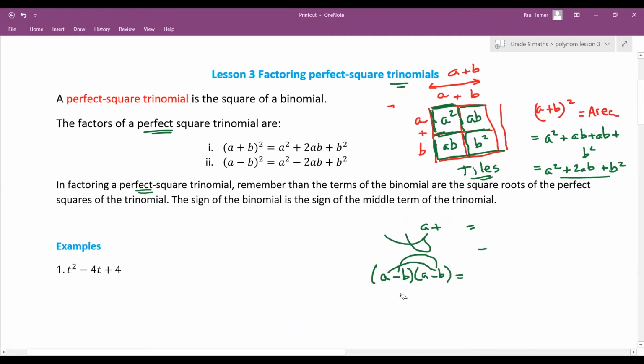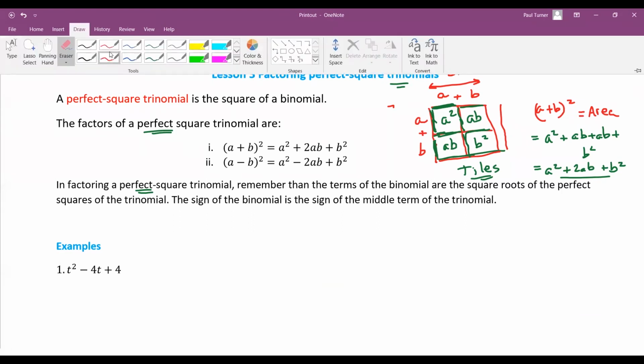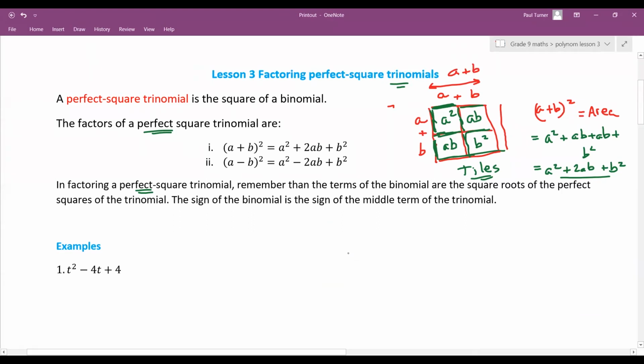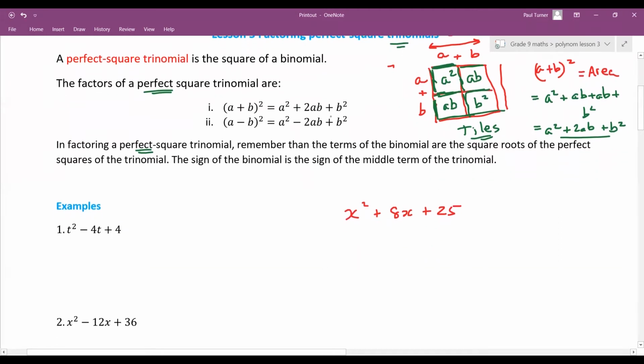So if you see something like, for example, if you had a question, x squared plus 8x plus 25. Now, what you're looking for is one of these two forms. Okay. You see, you've got a plus here, you've got a plus here, you've got a plus here, you've got a plus here.